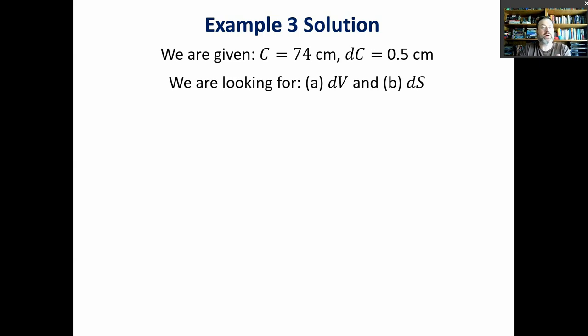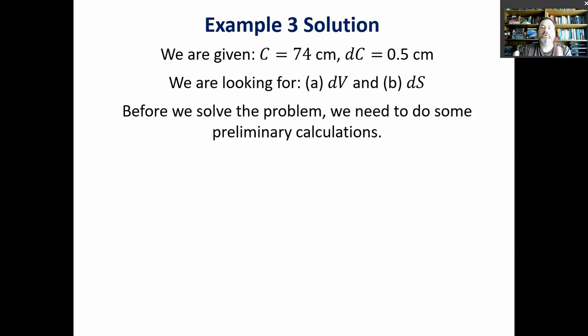Now we're looking for, in part A, dV. We're looking for how much does the volume change with a small measurement error in the circumference. And for part B, we're going to look for how much does the surface area change. So we're going to do some preliminary calculations first. I'm just getting all these calculations out of the way early. That way I don't have to do side work. I'm doing all the side work early.